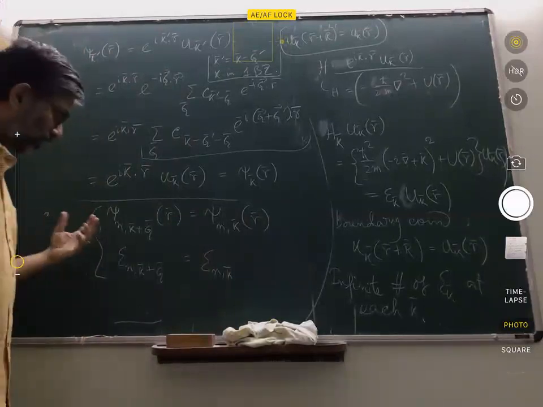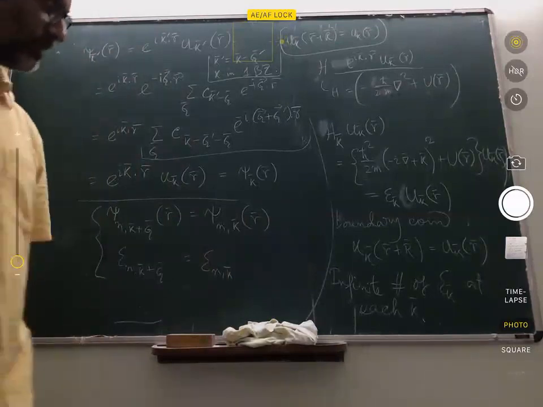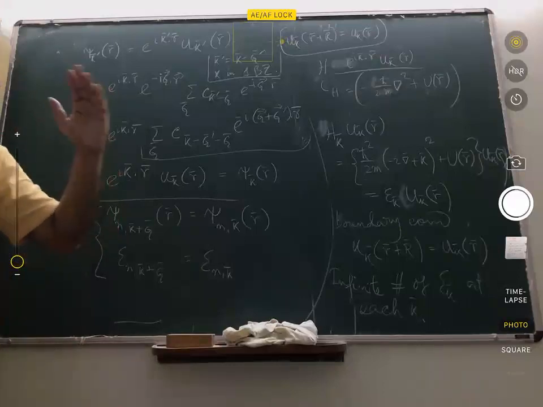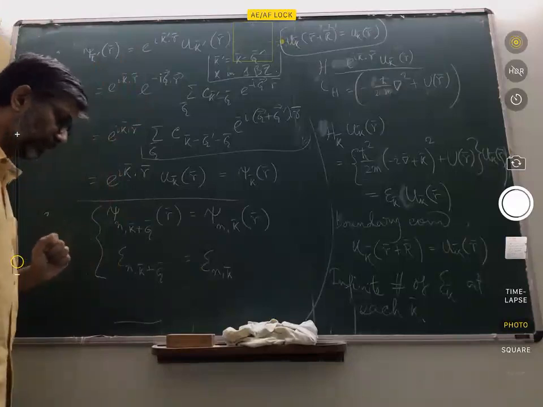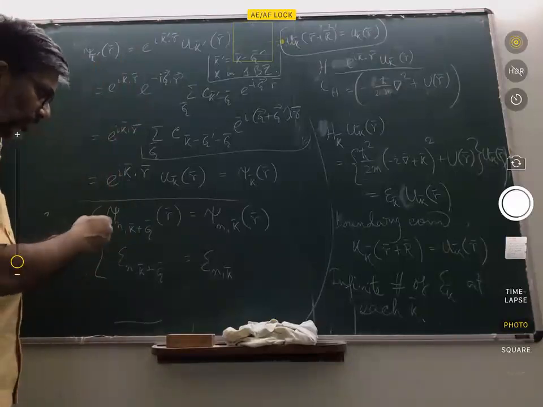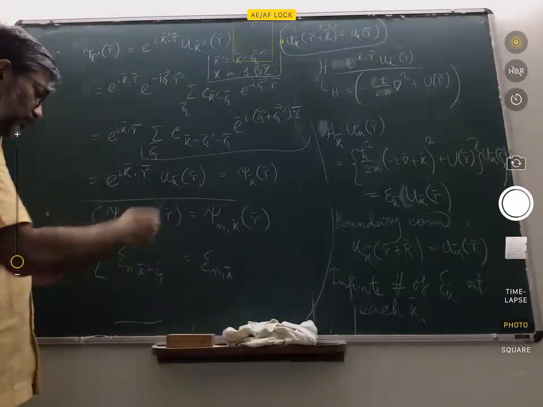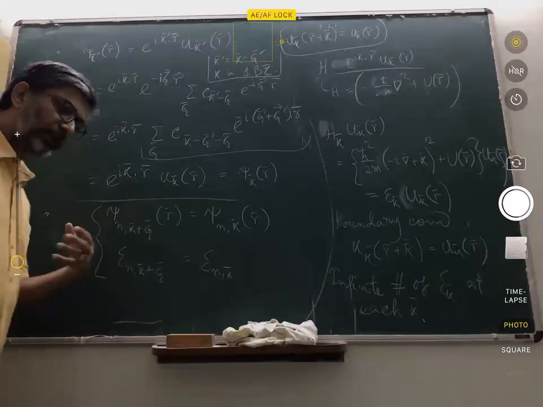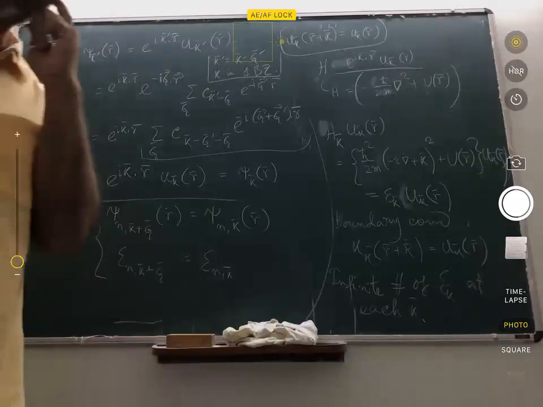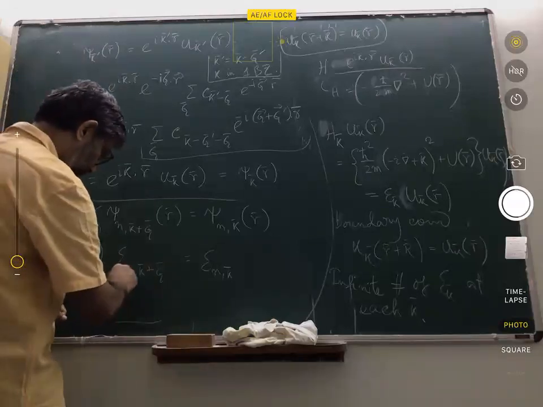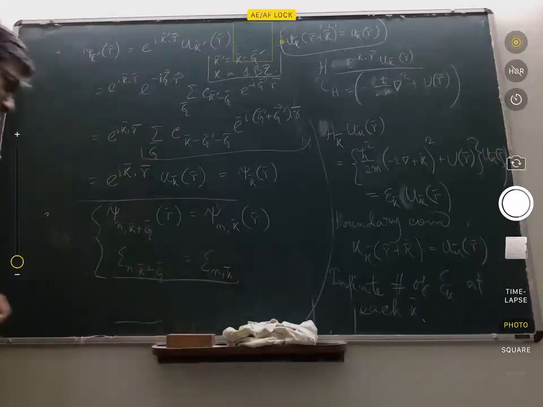So what is this n? Let us come to this business of n. At each k point, I have an infinite number of solutions, an infinite number of epsilon n's, let us say. And as I change k slightly, the energy changes slightly. It's a continuous function. So I label my states such that for a given n, this condition is satisfied.